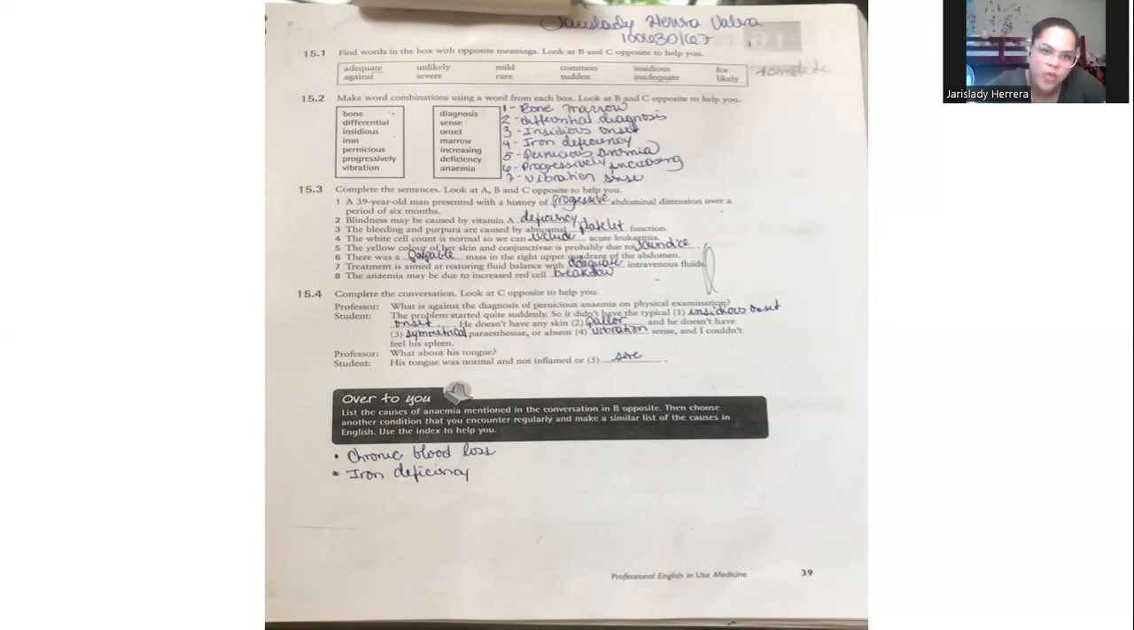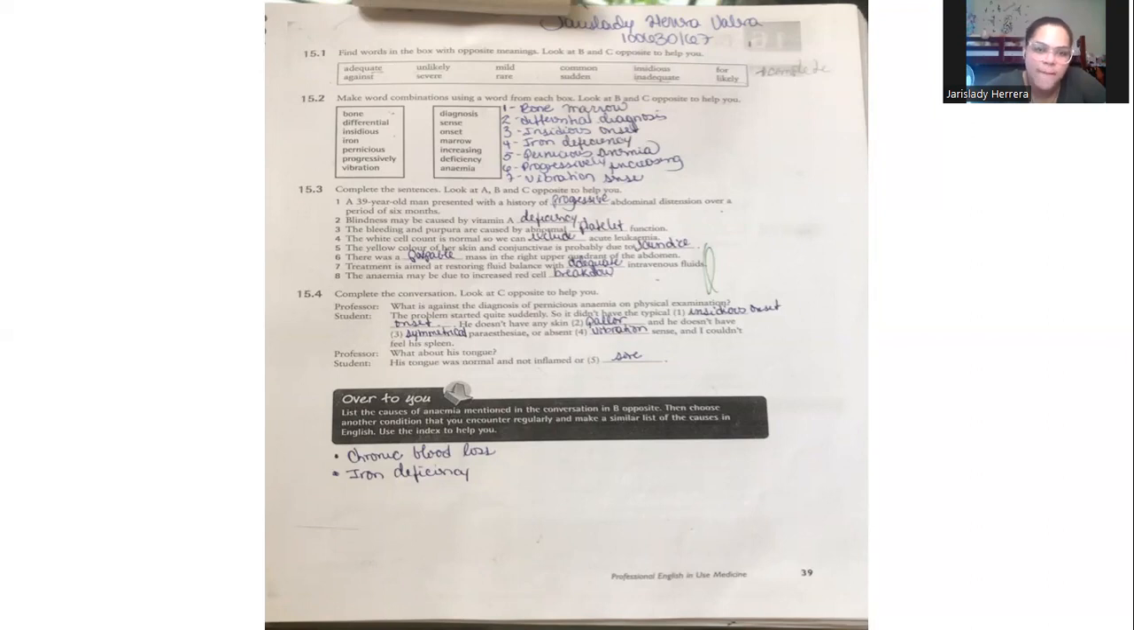Point 2. Make word combinations using a word from each box. 1. Bone marrow. 2. Differential diagnosis. 3. Insidious onset. 4. Iron deficiency. 5. Pernicious anemia. 6. Progressively increasing. 7. Vibration sense.